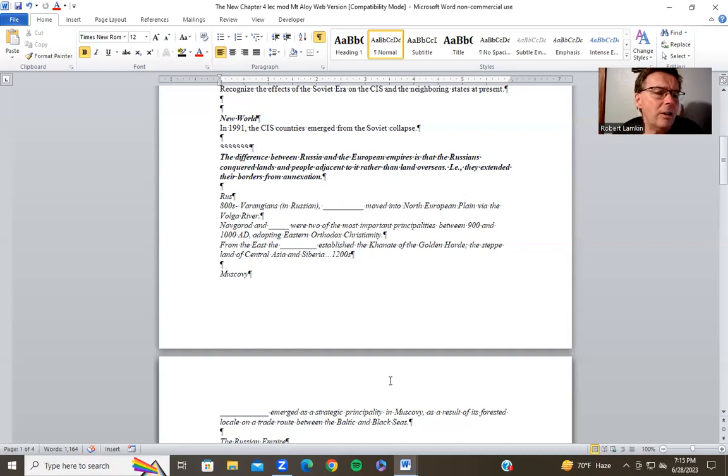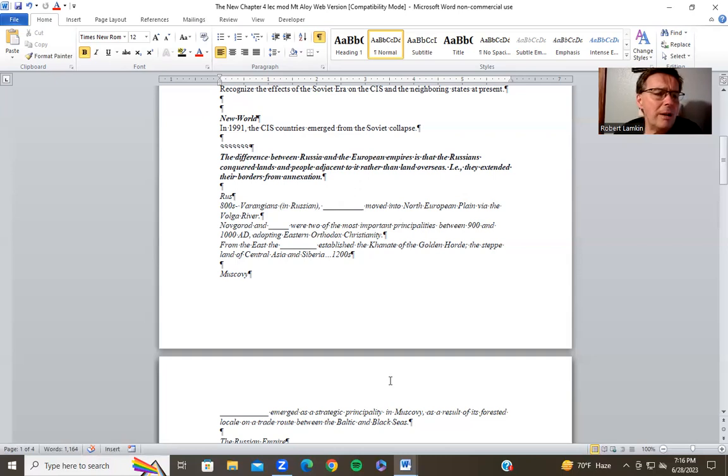Rus, 800s, the Varangians. In Russian, that's the way you would say it. These were Vikings. Right, Vikings moved into the North European plain via the Volga River. Novgorod and Kiev, in the headlines a lot these days, the capital of the Ukraine, two of the most important principalities between 900 and 1000 AD. And they both adopt the Eastern Orthodox Christian religion.